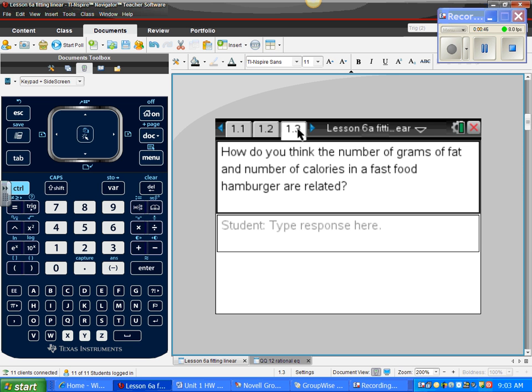Okay, next page. How do you think the number of grams of fat and the number of calories in a fast food hamburger are related? What do you think happens? The more fat, the higher the calories. Okay. Anybody else agree, disagree?